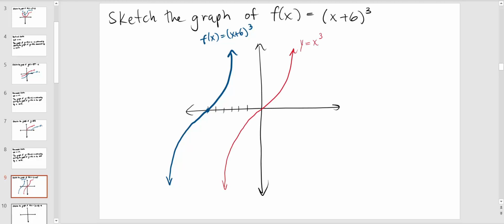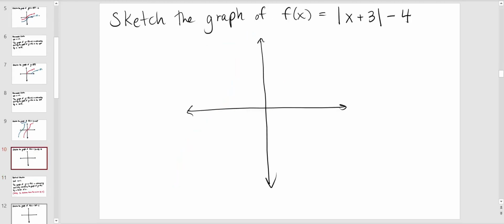Now that we've seen horizontal and vertical shifts, let's do an example that incorporates both. Let's sketch the graph of f of x equals the absolute value of the sum of x and 3, minus 4. The base function here, the library function we're working off of, is the absolute value of x. That's that V-shaped graph that comes out of the origin. Now we need to apply the translations. There's a vertical and a horizontal.